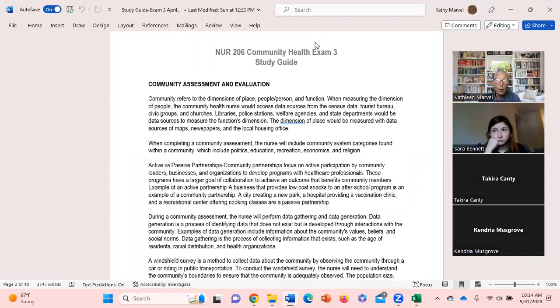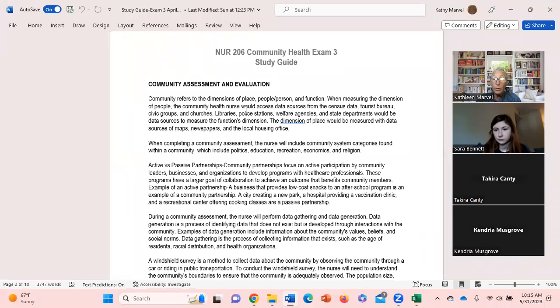So the study guide's broken down into different sections. Each section is concepts that we have covered. Okay, so it starts with community assessment and evaluation. When you read through each bullet, think of what questions could be asked. So, for example, community refers to the dimensions of, there's 3 dimensions that are looked at with the community: people, place, and function. Okay, so this paragraph talks about each of them.